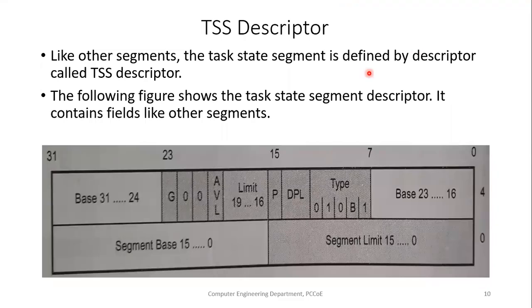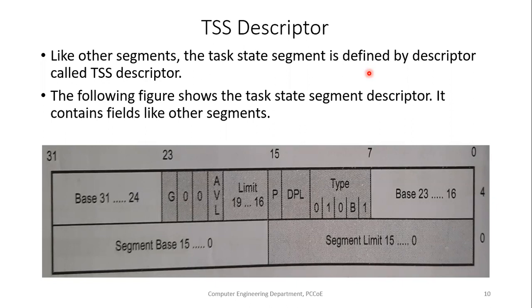Hello all. Today we will see a new topic related to the multitasking unit, that is the TSS descriptor. In the previous lecture we had seen what the TSS segment, that is the task state segment, is and its different fields. So let's start.